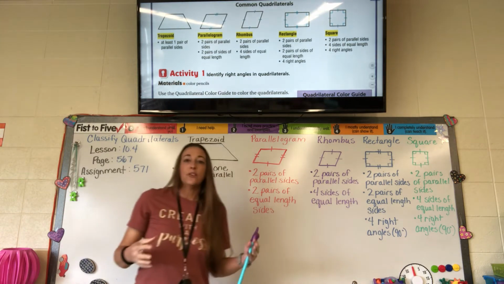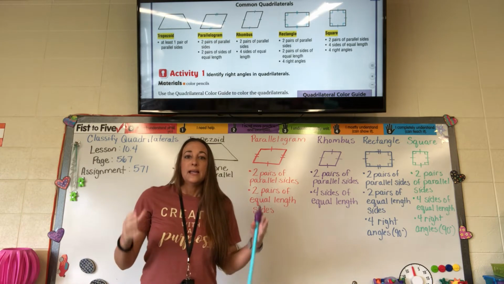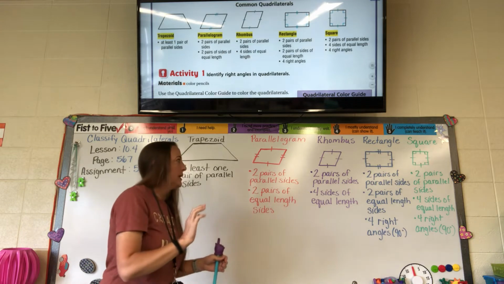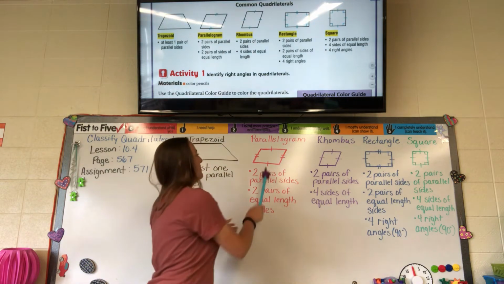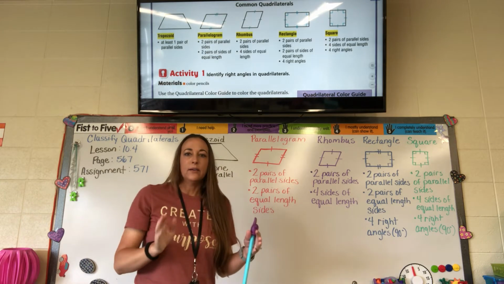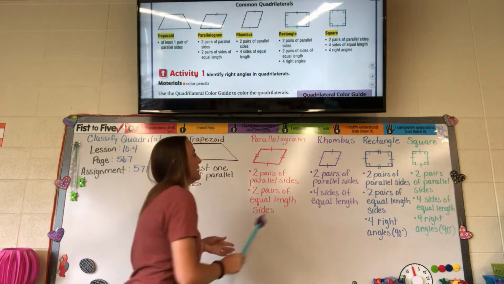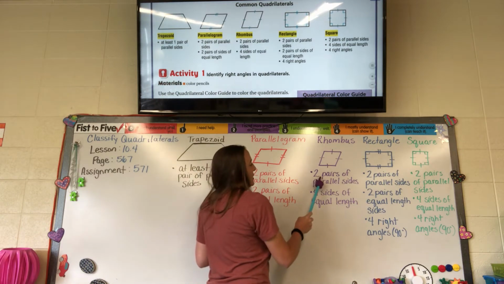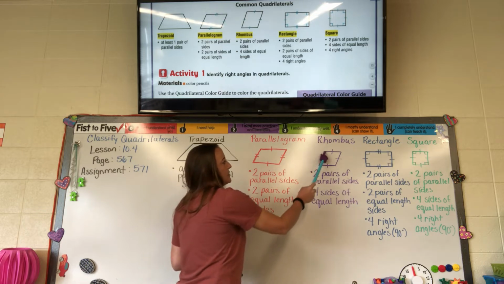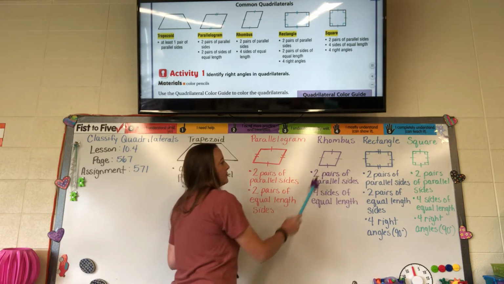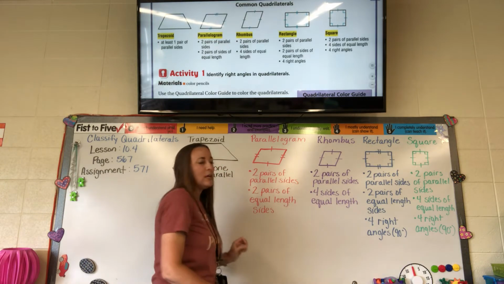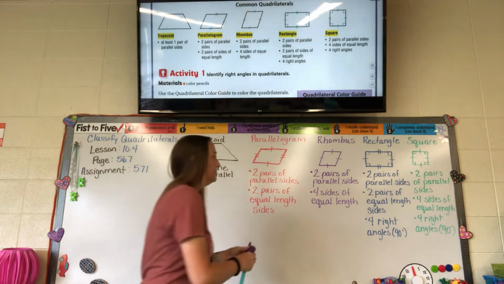Now a parallelogram, how I remember it, is if you have a rectangle and you just push the top a little bit, so it leans a little. A rhombus is like a square that you've pushed over just a little bit. For a rhombus, we have two pairs of parallel sides, so the top and the bottom are parallel, and the two sides are parallel. And then four sides of equal length, like a square.